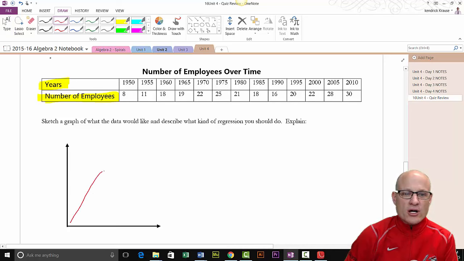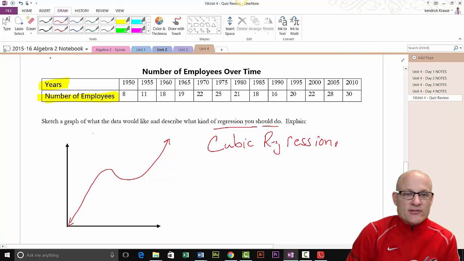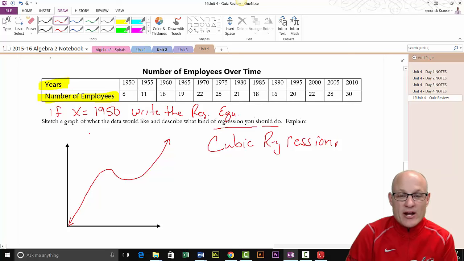So it goes up and then down, something to that effect. If I had to sketch the graph, it would look like that. What kind of regression would you choose to do? Well, in this case, I would choose a cubic regression. Now it might say something to the effect of, okay, if x equals 1950, write the regression equation. Now I know what it looks like.